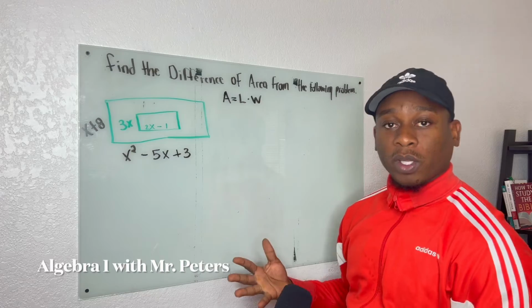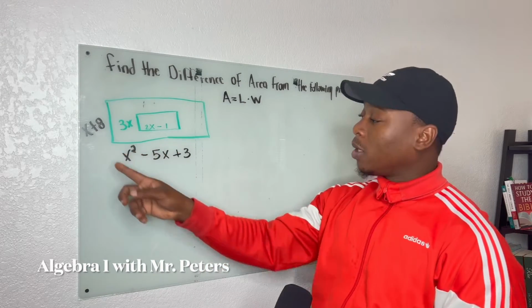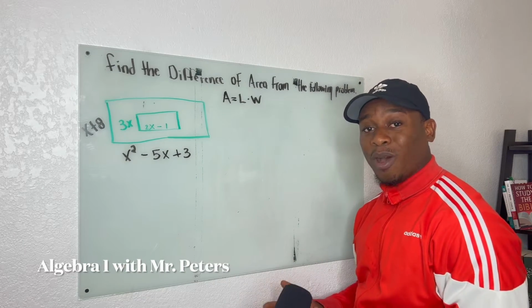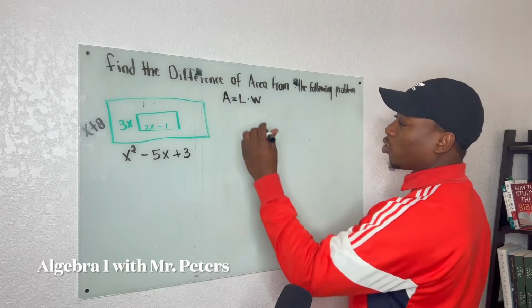3x times 2x minus 1. And then we have a larger box, which is x plus 8 times this trinomial. And what we need to do in this problem, guys, is find the area of each box separately. So let's do the first one.